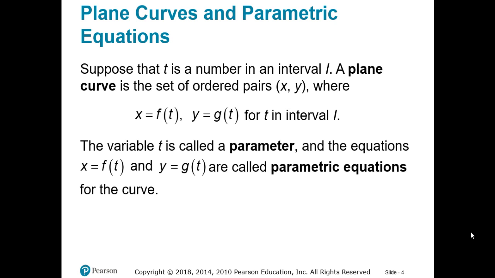But first, what is a plane curve and a parametric equation? Suppose that t is a number in an interval. A plane curve is the set of ordered pairs (x, y) where x equals f of t and y equals g of t in the interval. The variable t is called a parameter, and the equations x equals f of t and y equals g of t are called parametric equations for the curve.